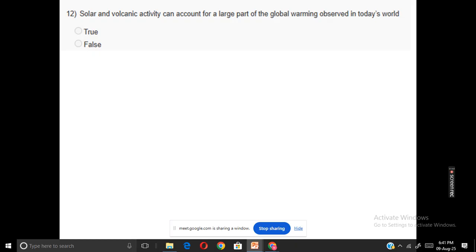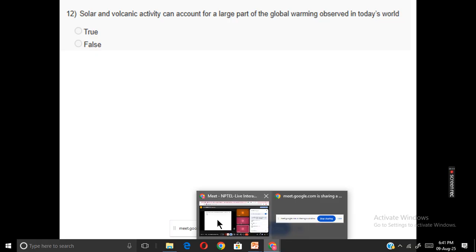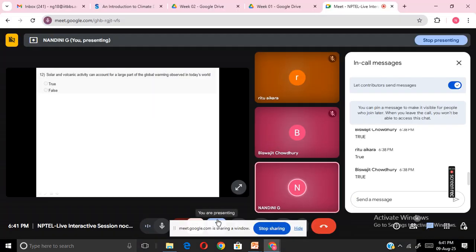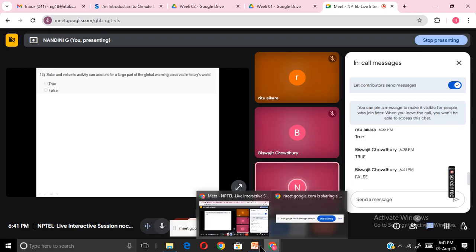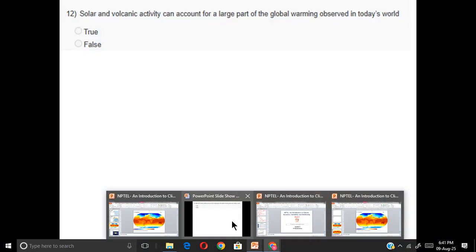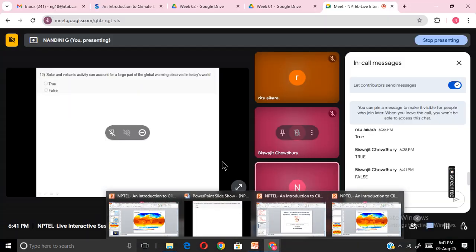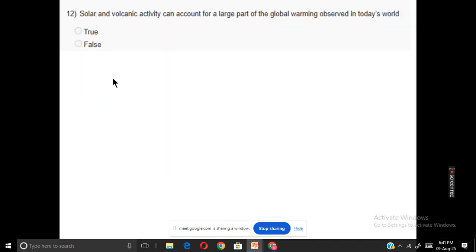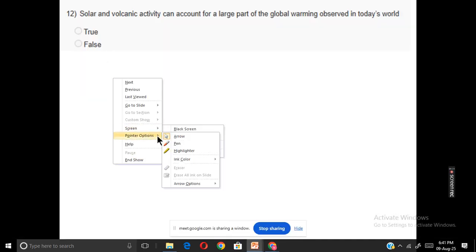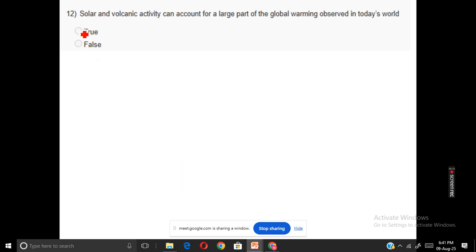Solar and volcanic activity can account for a large part of global warming observed in today's world. Is it true or false? This is false. Are they actually part of climate change? What do you think, the solar and volcanic activity? So I get the answer. This is false.